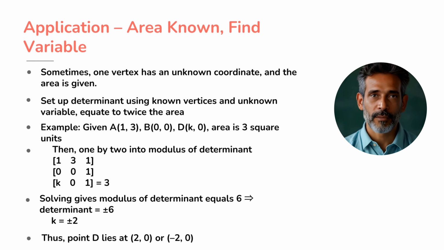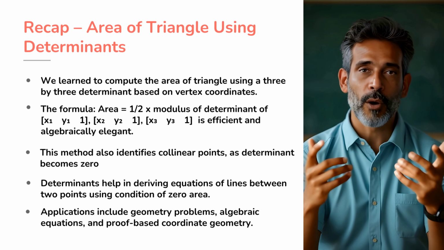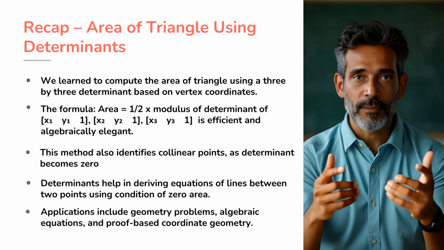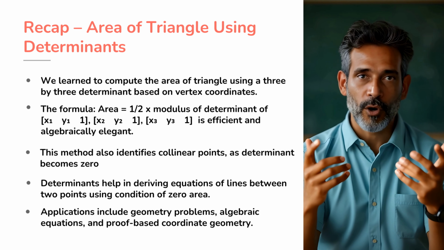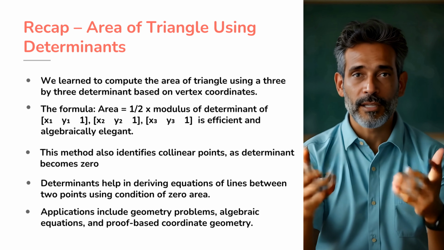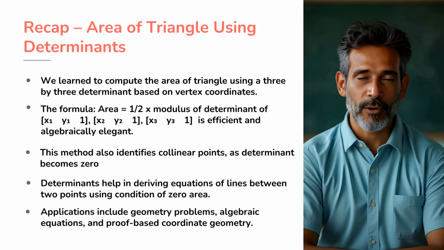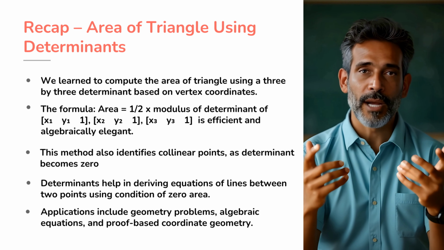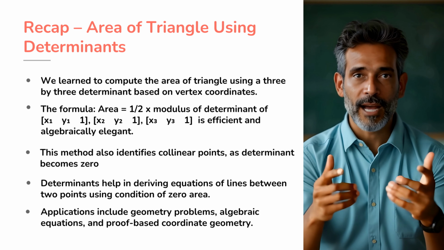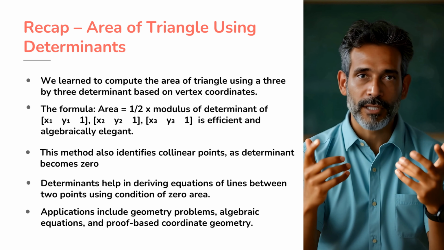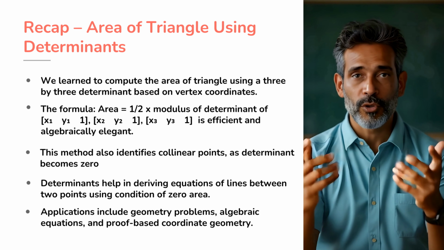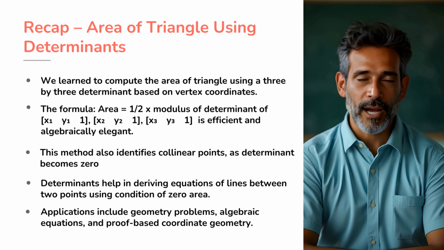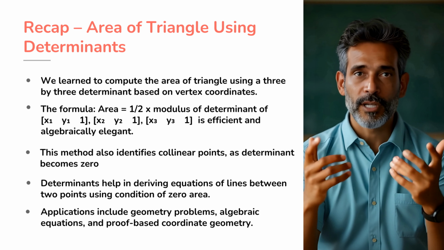Isn't that efficient? Let's quickly revise what we've learned about calculating area using determinants. We saw how to represent the area of a triangle using a 3 by 3 determinant. We learned the formula area equals 1/2 into modulus of the determinant formed by the coordinates of the 3 vertices with an added column of 1s. We explored how this helps identify collinearity. If the determinant is 0, the points lie on a straight line. We also used determinants to derive the equation of a line between 2 points. And we even used known area to solve for unknown coordinates.